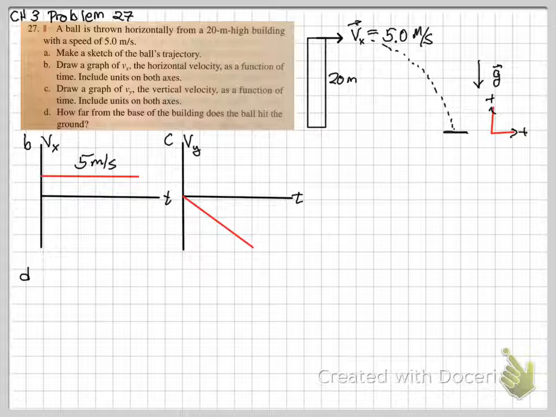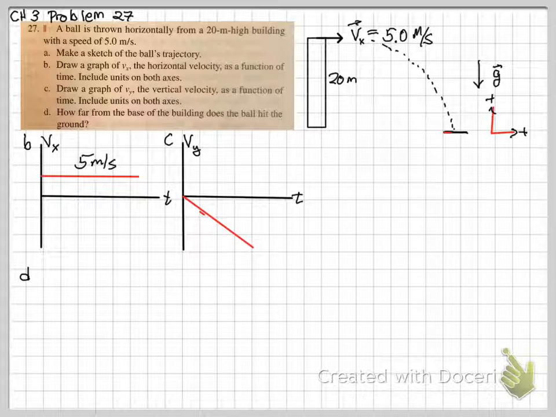Okay. So now we see that the velocity in the horizontal, the x-axis, is not changing. It's 5 meters per second the entire time until it hits the ground. Whereas as it's falling, as if it were just falling straight down, it's of course accelerating due to gravity. And that gives us the graph we see at C.